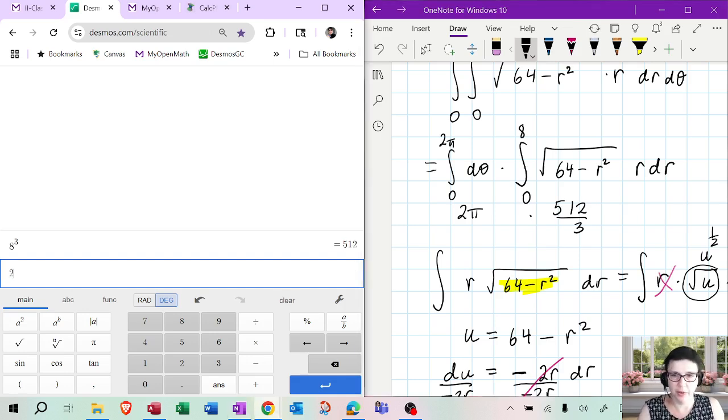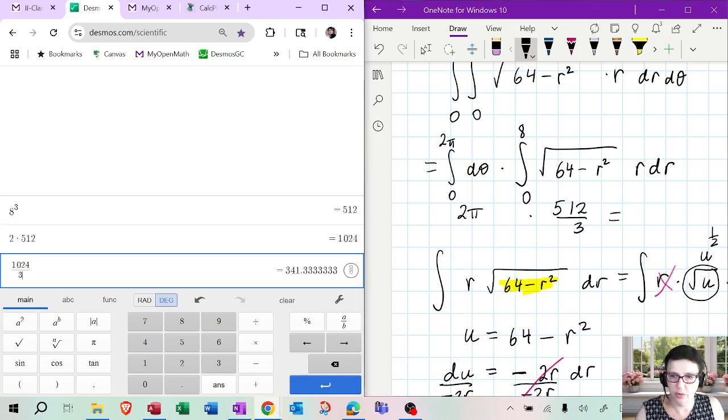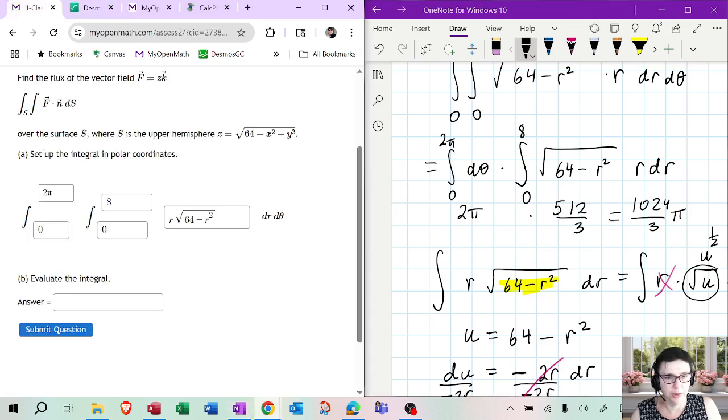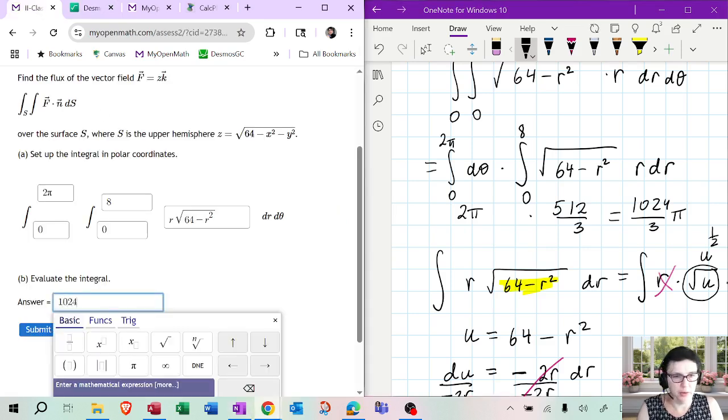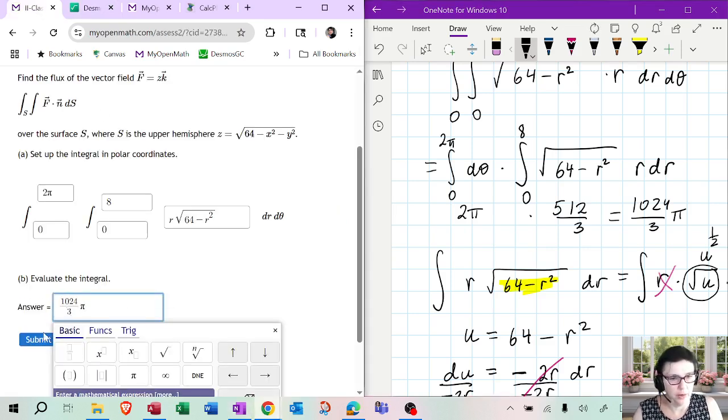So let me multiply the 512 by 2. So that gives me 1024. I don't know if I can divide this by 3. No, it doesn't look like that's going to be possible to simplify this. So this is just going to be that. All right.